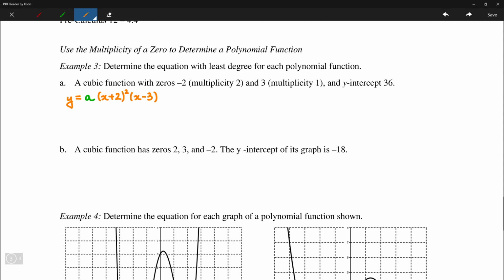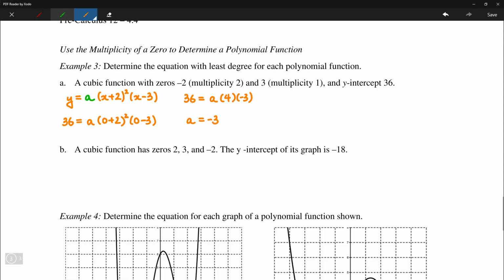So the reason why we have to write the letter a as a coefficient placeholder for now is we are given a specific y-intercept. So that is to say, if we let x equal 0 in this function that we have created, y is going to be equal to 36. So that's the next step. This is what would happen. If we let x equal 0, y is going to be equal to 36. So if we were to simplify this, 36 is equal to a, and then 2 squared is 4, and then times -3. So if we solve for a, it is going to be equal to -3.